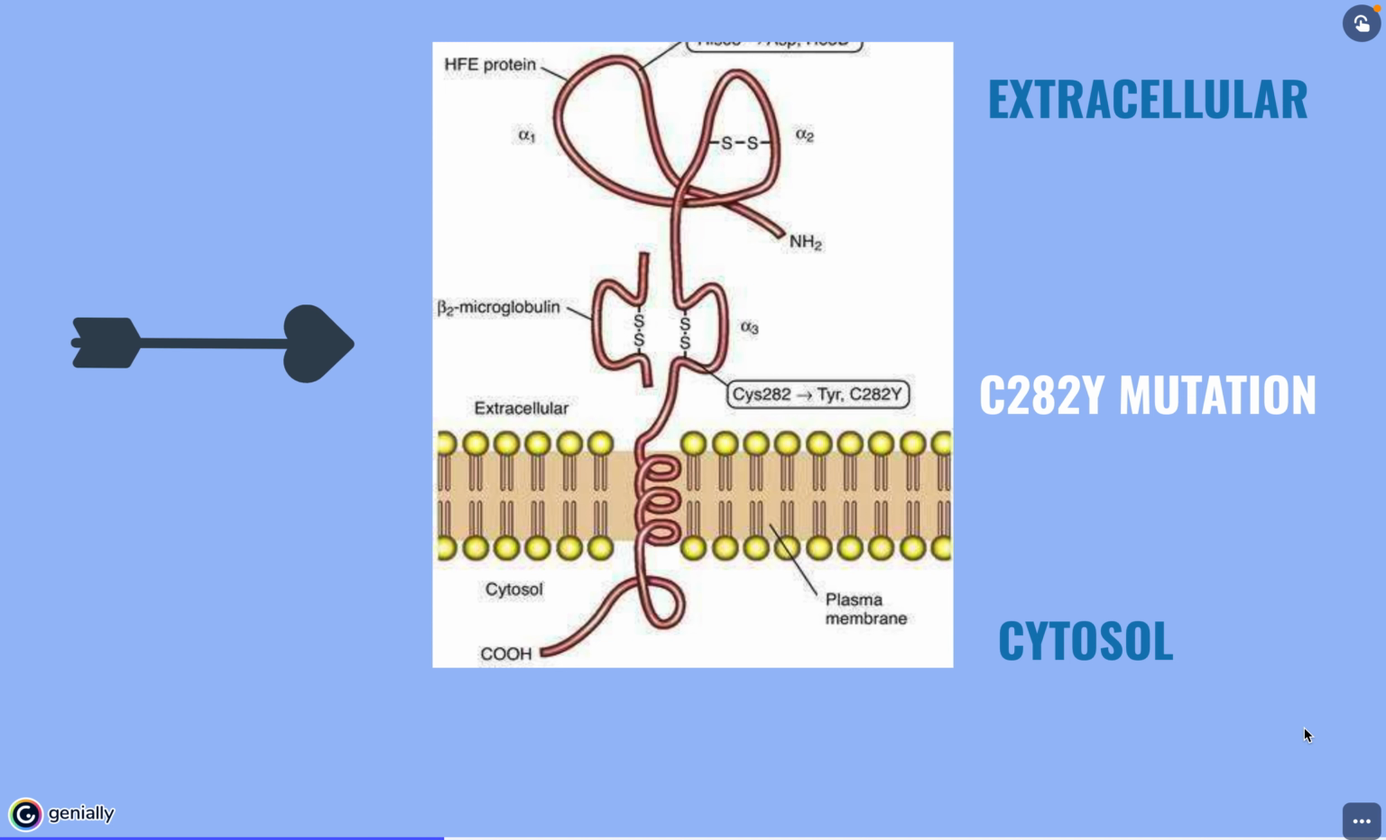The mutation causes the loss of a disulfide bond, which interferes with the interaction of the HFE protein with the beta-2 microglobulin. Because of this mutation, the C282Y mutant protein has decreased presentation at the cell surface, increased retention in the endoplasmic reticulum, and accelerated degradation. In other words, its original function is severely inhibited.